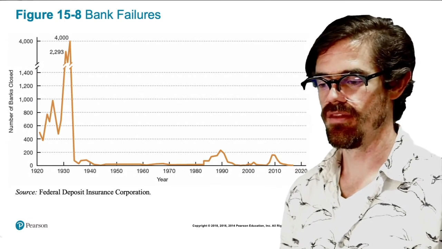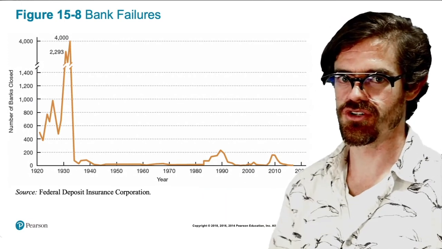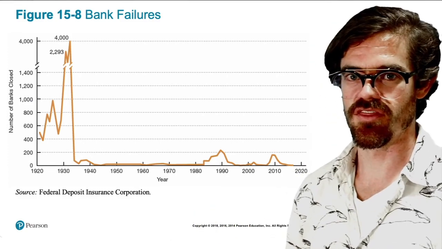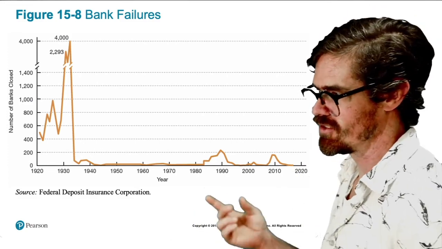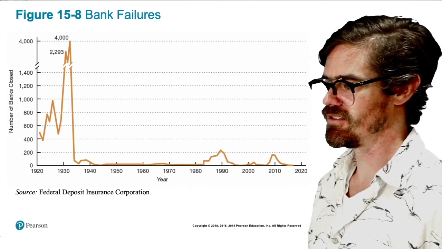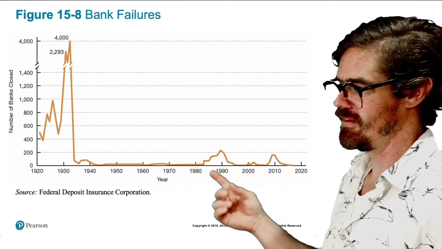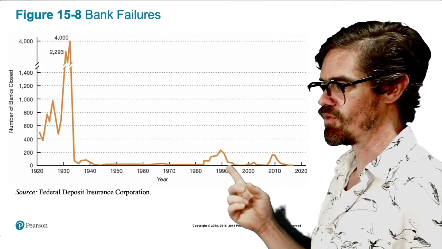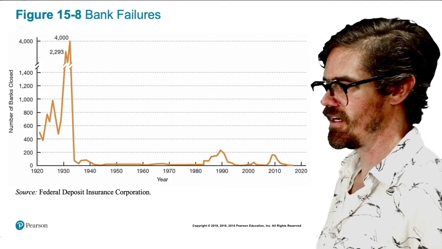So they were easing the restrictions on banks. And so banks were becoming a lot riskier with the money they lent. And as a result, there was actually an increase in the number of bank failures, a pretty dramatic increase. That went away after a while. I think there was some regulation that happened shortly after that.